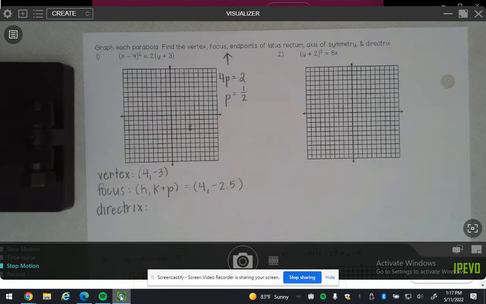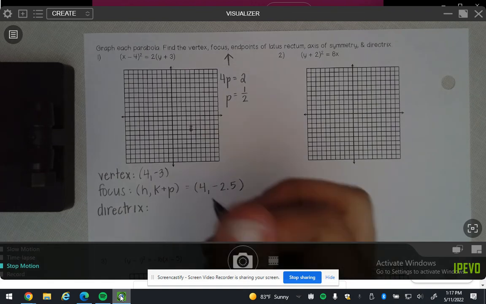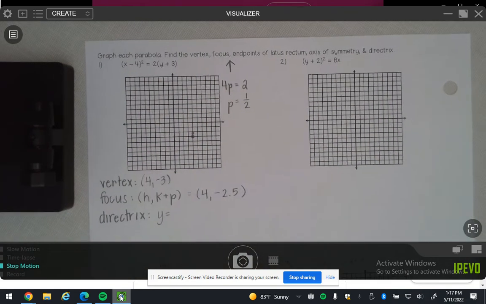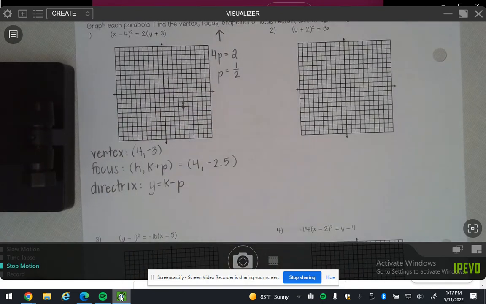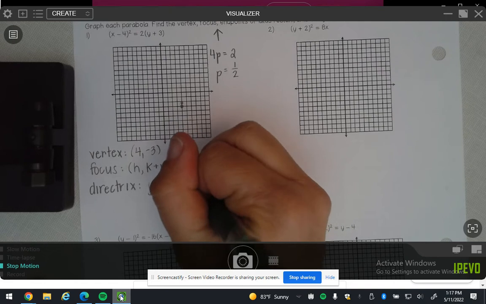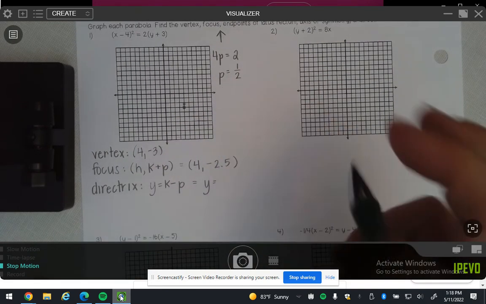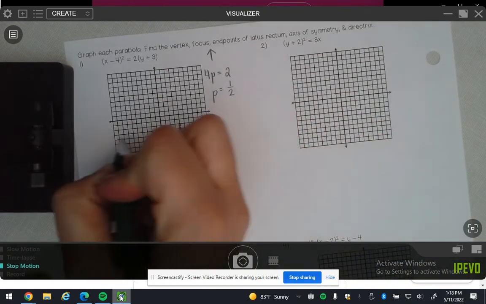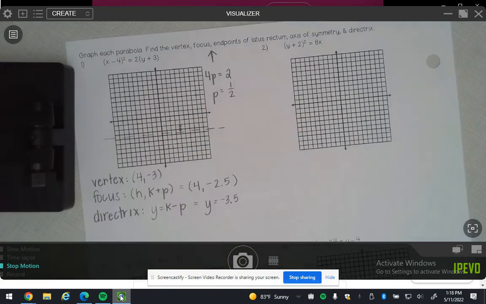Directrix. If this opens up and down, your directrix is a Y. Say Y equals. And if it opens up, it's going to be K minus P. So this is going to be Y equals, well, what's negative 3 minus 1/2? Negative 3.5. So your directrix will look like that.